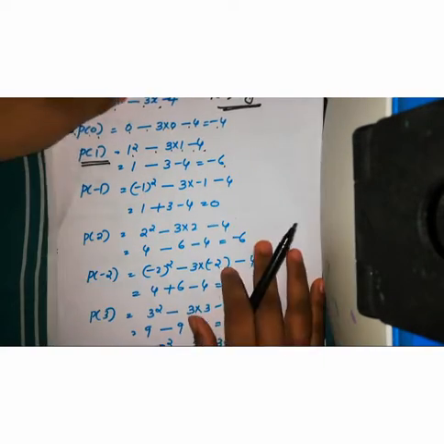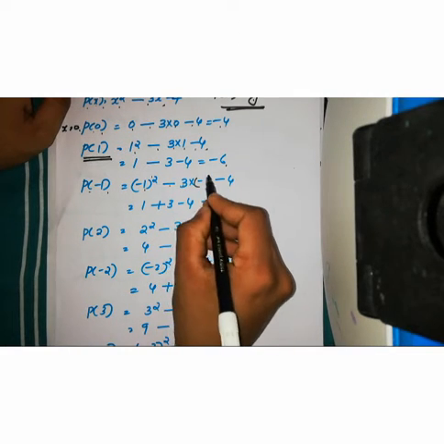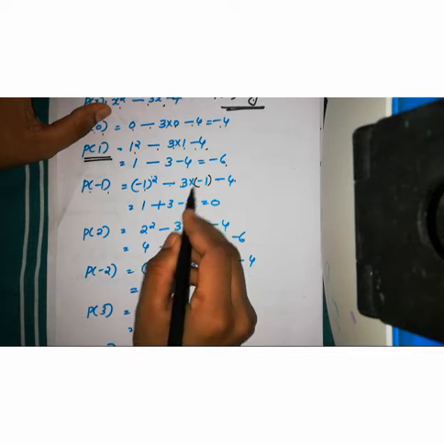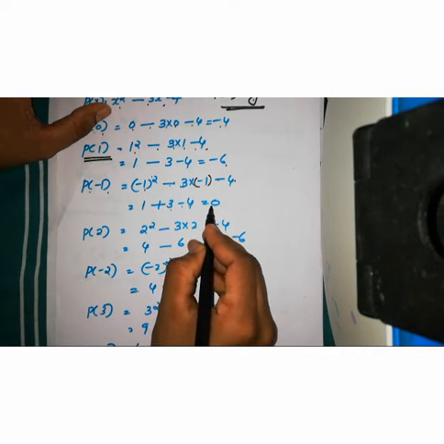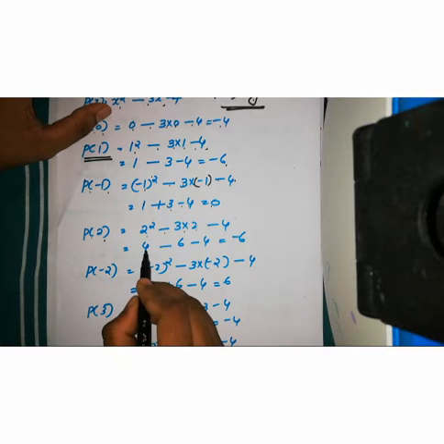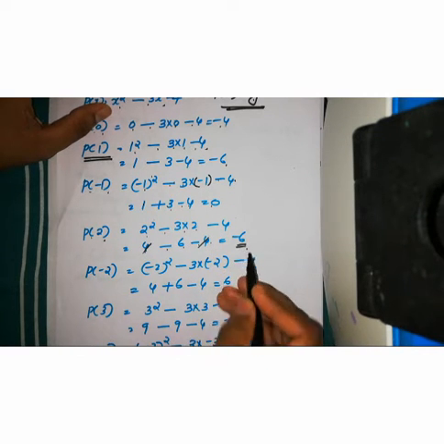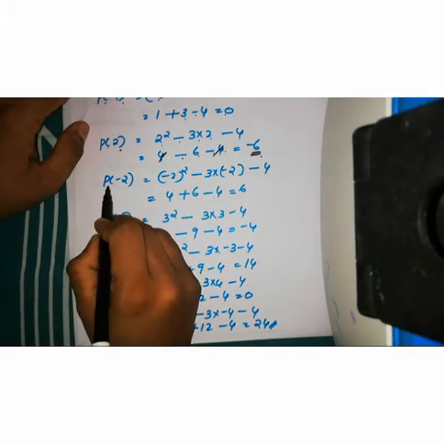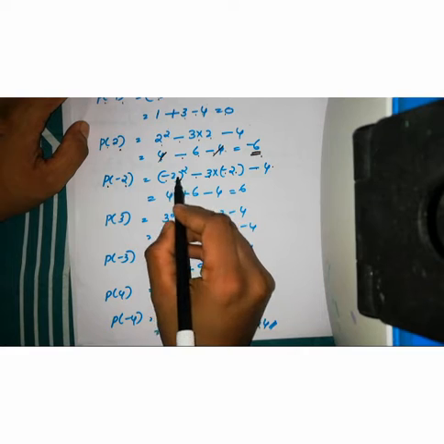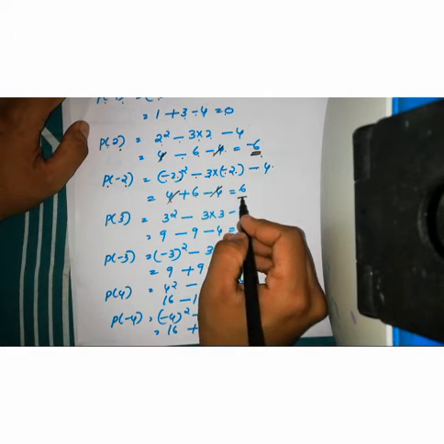And we have p of minus 1, that is minus 1 the whole square minus 3 into minus 1 minus 4, that is 1 plus 3 minus 4, that's equal to 0. And p of 2 is 2 square minus 3 into 2 minus 4, that's equal to 4 minus 6 minus 4, then the answer is minus 6. Again we have p of minus 2, the whole square minus 3 into minus 2 minus 4, that is 4 plus 6 minus 4, again we have 6.